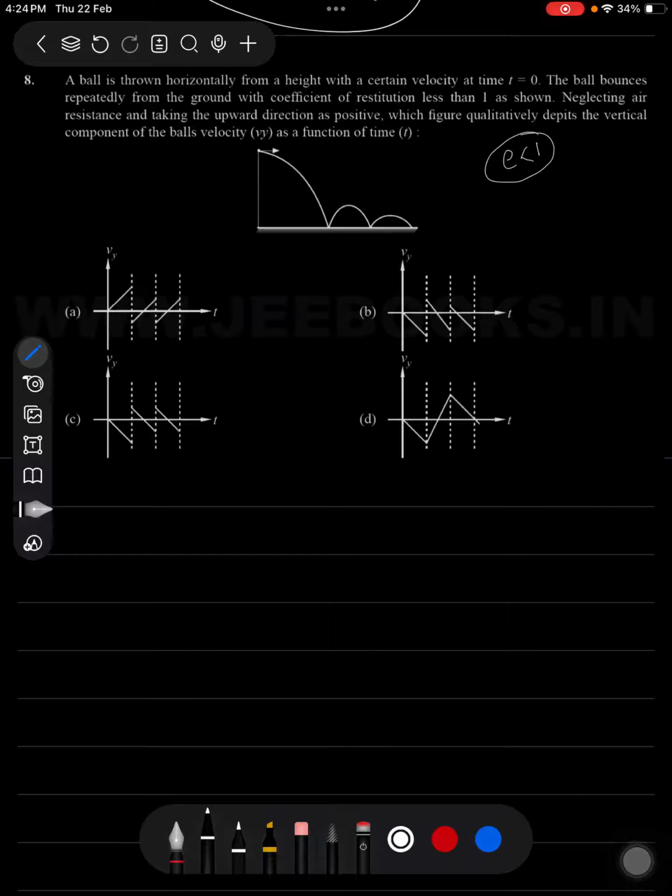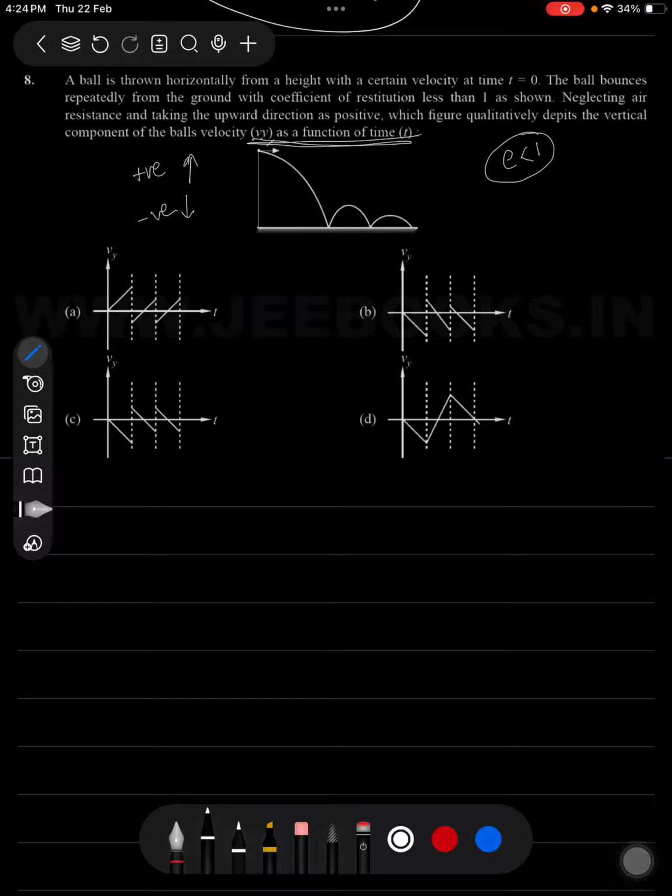Neglecting air resistance and taking the upward direction as positive. So basic general convention, upward as positive and downward as negative, which figure quantitatively represents the Vy versus T graph. Only we have to concentrate on the Y direction.